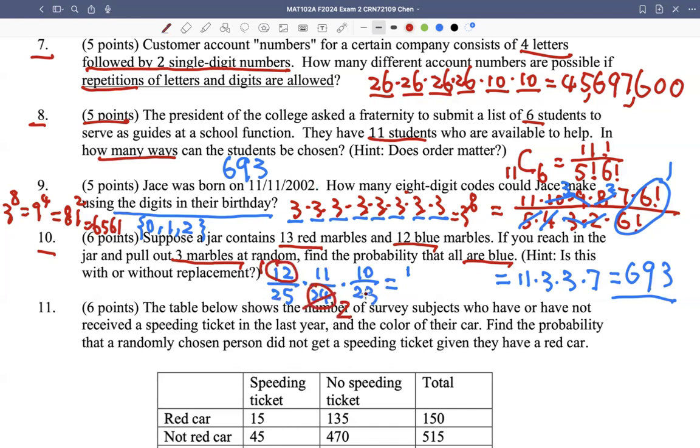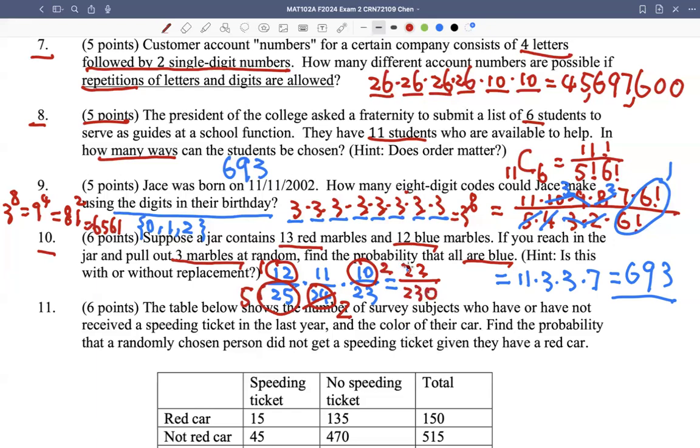Nothing else I can simplify. 23 is a prime number. 25 has a 5 in it. Oh, I can simplify this. I can simplify 25 and 10. 10 divided by 5, I have 2. 25 divided by 5, I have 5. So now in the numerator, I have 11 times 2, which is 22. Then divide by 5 times 2, which is 10. 10 times 23 is 230.